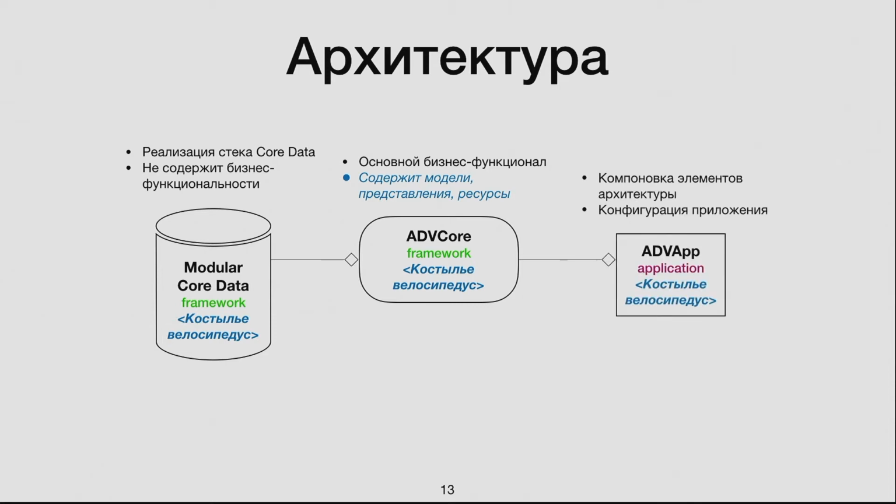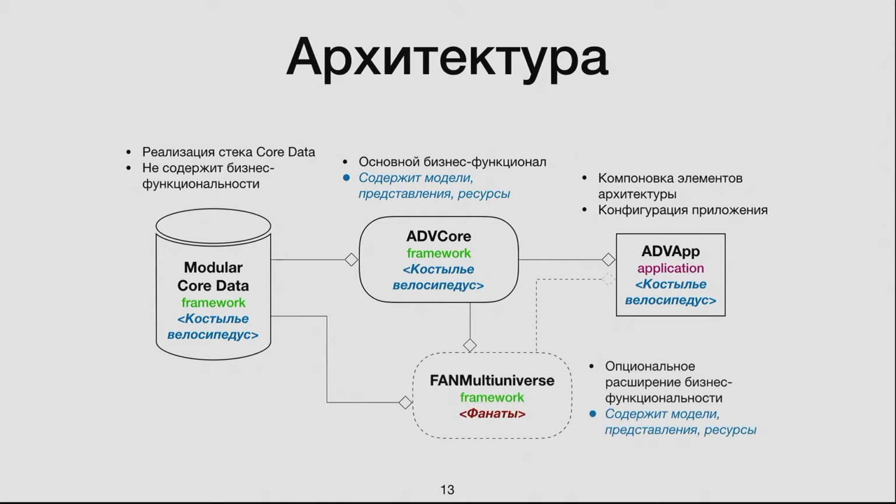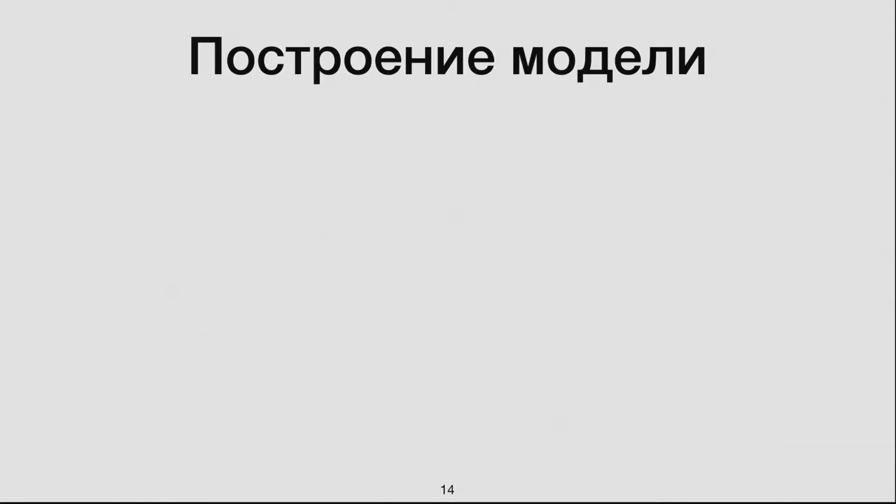We have an application that combines and compiles this in runtime. So we have the current application with extension, and the framework fan multi-universe that is produced by the fans, that has business features and that contains the extendable model.